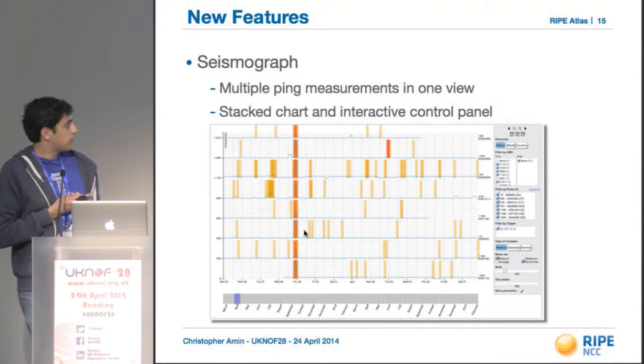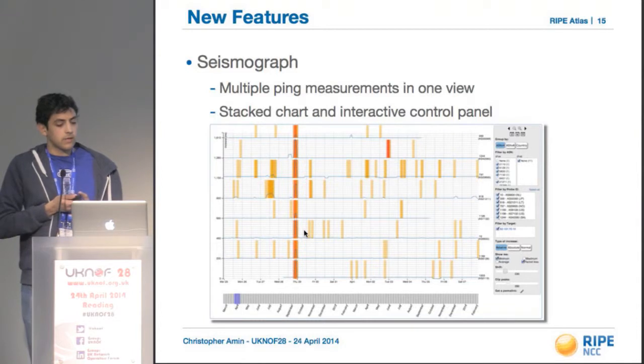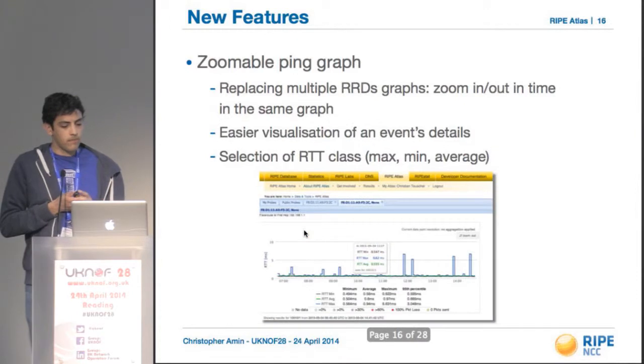New features since the last UKNOF, or recently anyway. There's what we call the seismograph. This is a stacked chart with multiple ping measurements, so you can see from various different probes how things changed at a given point in time. It's an interesting way of visualizing lots of individual vantage points at the same time. It's also an interactive control panel, so you can remove and add and so on.